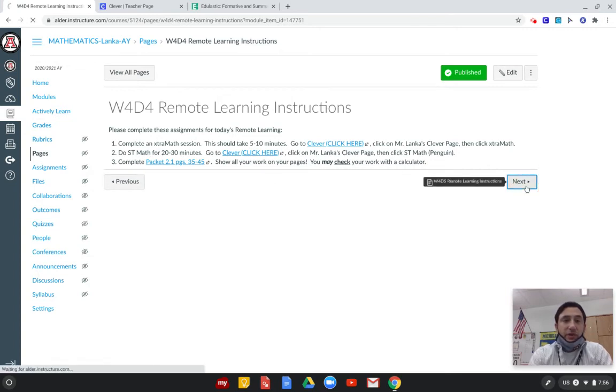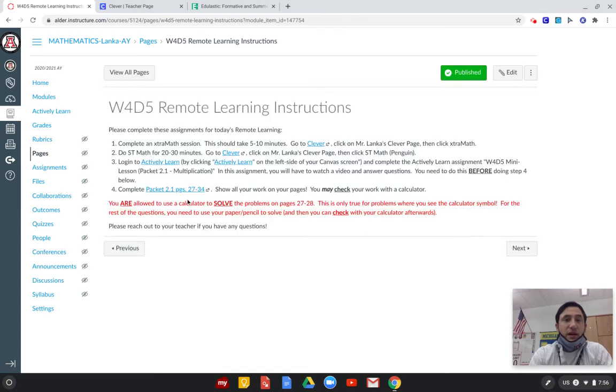And finally, I'm going to go to week 4, day 5. Week 4, day 5. First, before you do any of your workbook pages down here on 4, you got your extra math, you have your ST math, and then you're going to look at point number 3. It says log into Actively Learn. Actively Learn will be over on your left side. All you're going to have to do is click that, and it should log you in and put you in my class. And then there is something that's called week 4, day 5 mini lesson, packet 2.1 multiplication.